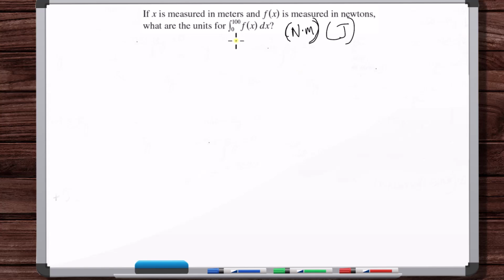Why? Because we're doing an infinite sum on the areas of these rectangles. So you're doing the height of the rectangle, which is in newtons, times the width of the rectangle, which is in meters. And you're just adding up an infinite number of those rectangles. So the result is Newton meters, or again, joules.